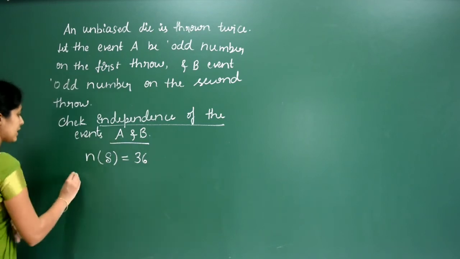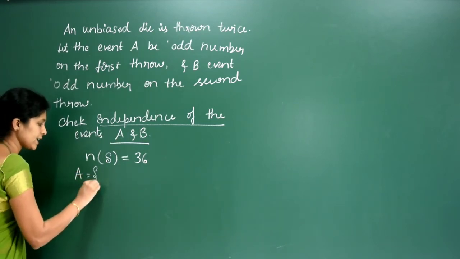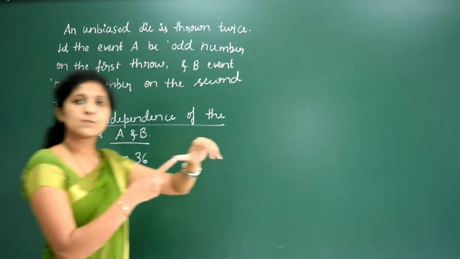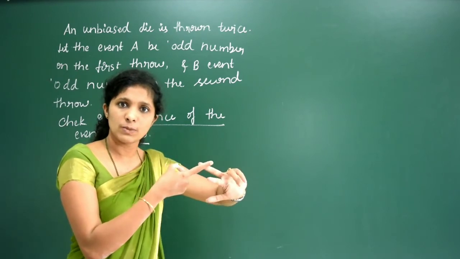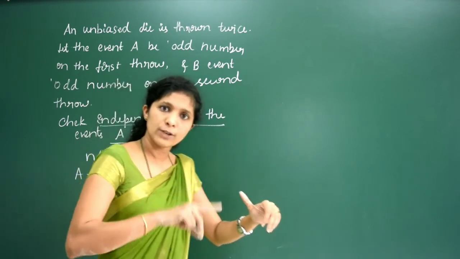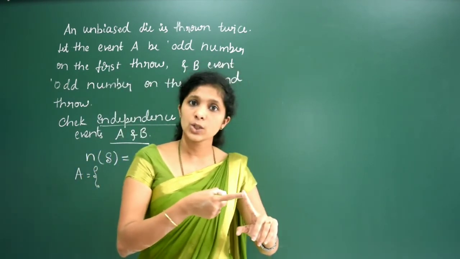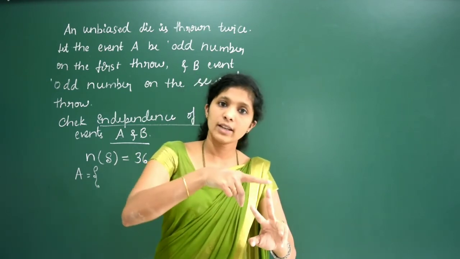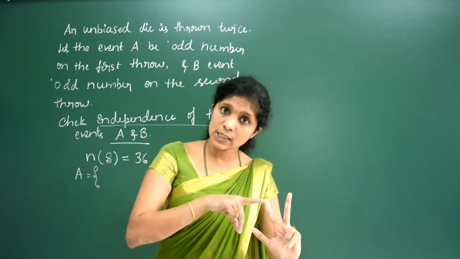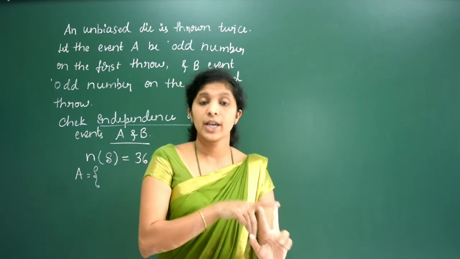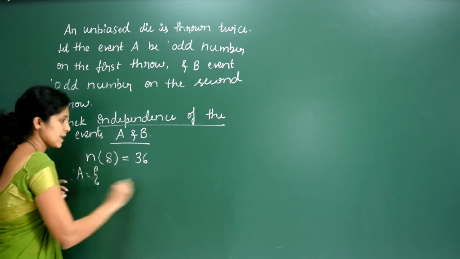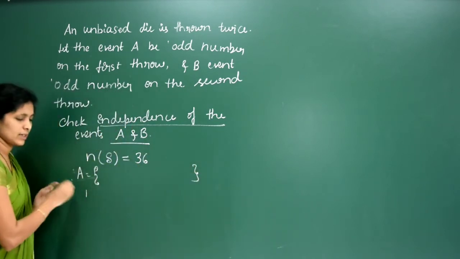Now, can you say what is the event A? Event A is the odd number on the first throw. Odd number on the first throw means 1 is possible, 3 is possible and 5 is possible. The possible elements are 1,1; 1,2; 1,3; 1,4; 1,5; 1,6. Then 3,1; 3,2, so 6 are possible with 3, and with 5, 6 are possible. So with each of 1, 3 and 5, 6 possibilities will be there. Better you write the sample space.